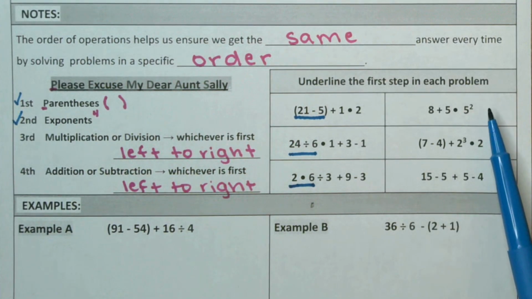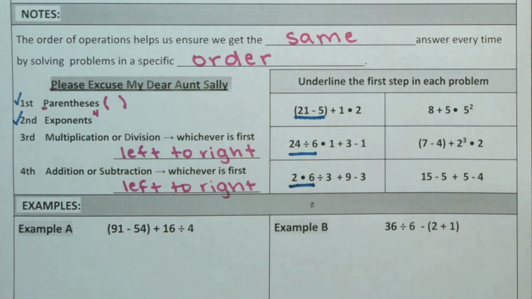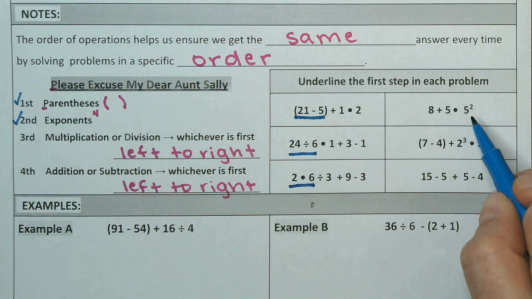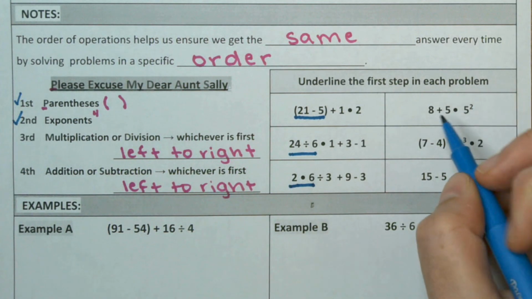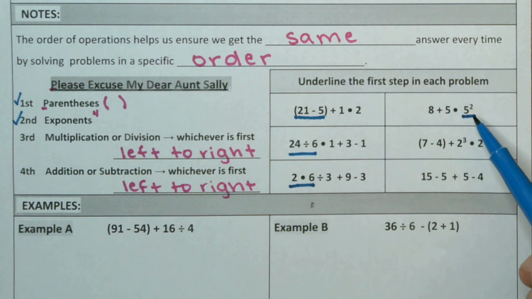Pause the video and underline the most powerful operation in these 3 examples, then come back to the video. In this example at the top, you should have underlined 5 squared. That is a step in itself because we have to do 5 times 5. Remember, this does not mean 5 times 2.